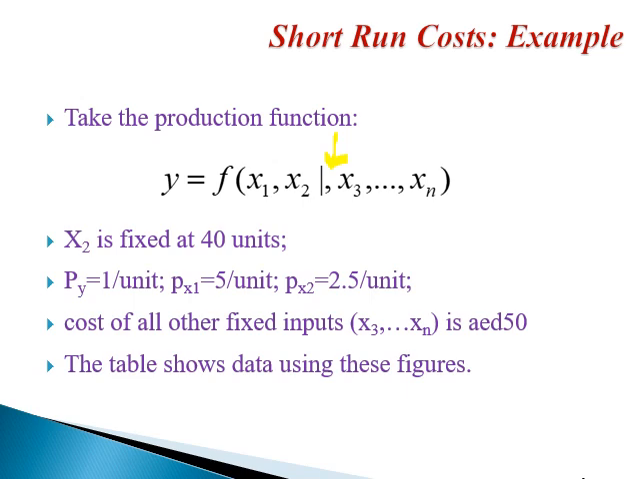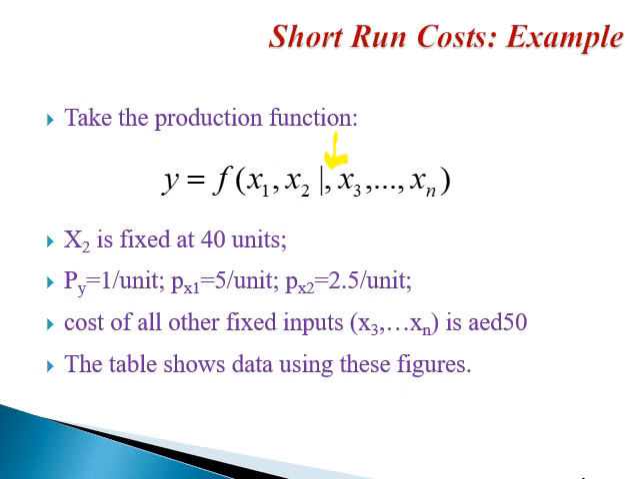Here the market price, or the unit price of output, is $1 a unit. The unit price of the variable input x1 is $5 a unit. The unit price of the variable input x2 is $2.5 a unit. The cost of all other fixed inputs is assumed to be $50, which means that the amount of money that I pay for x3 all the way to xn is $50. Let me tell you here, because if I move to the next slide, I'm not going to be able to go back to the previous slide.